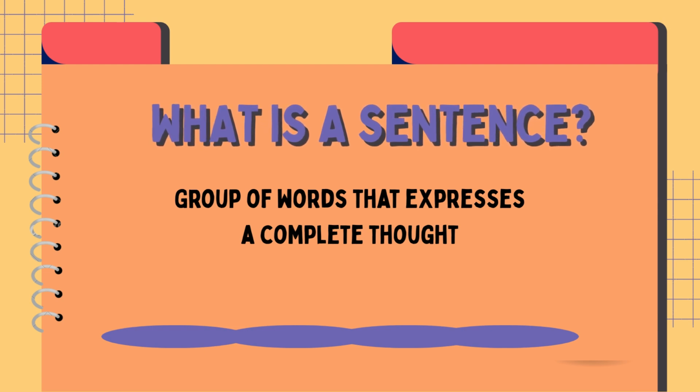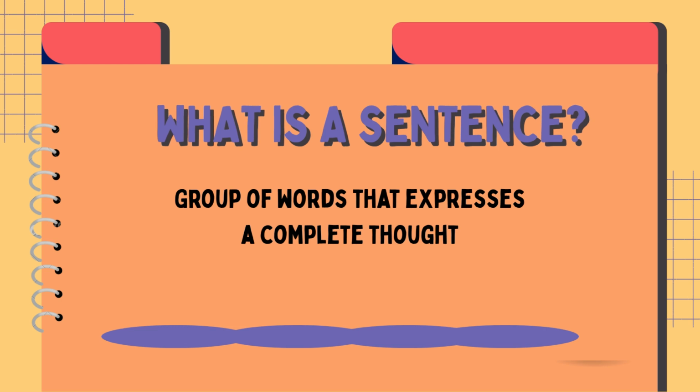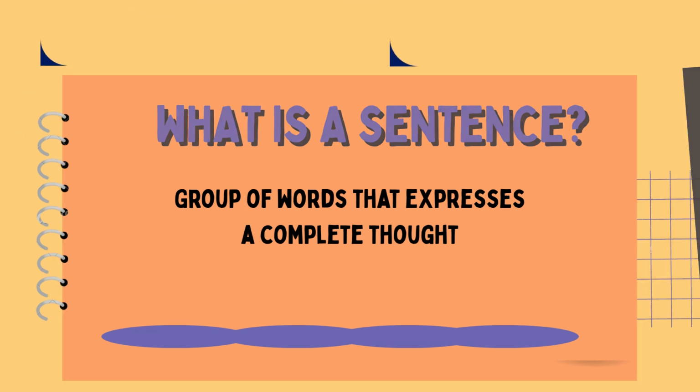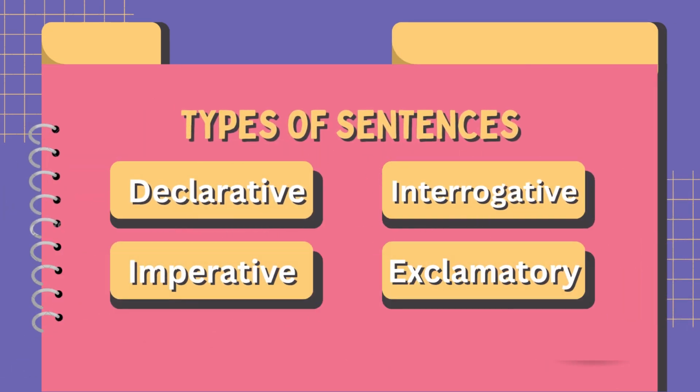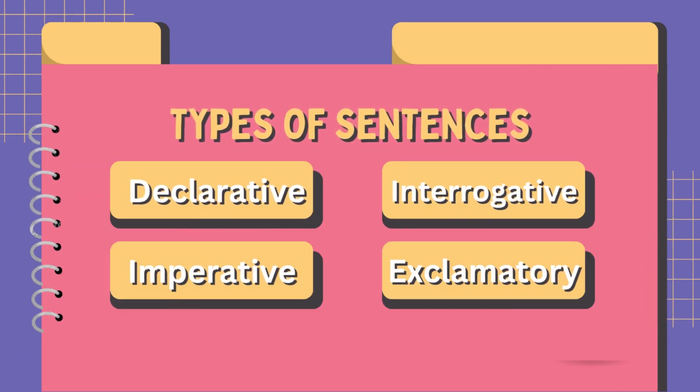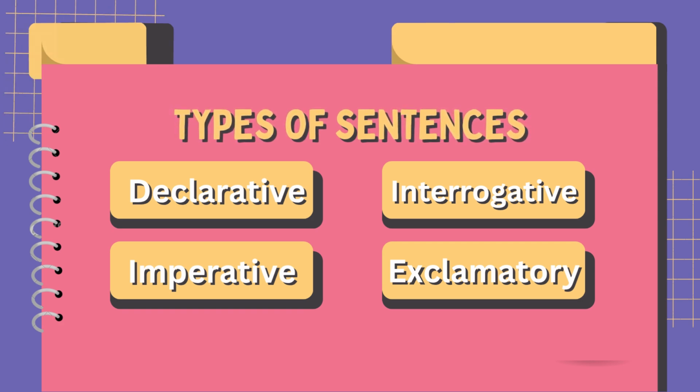For example, the cat sleeps. That's a sentence because it tells us who and what. But the cat alone is not a sentence, because it doesn't tell us what the cat is doing. There are 4 types of sentences: declarative, interrogative, imperative, and exclamatory. Each type has a special purpose. Let's look at them one by one.